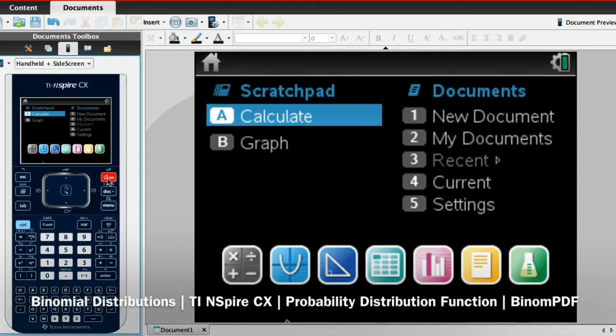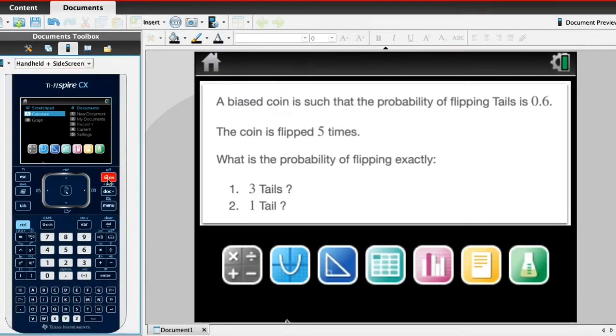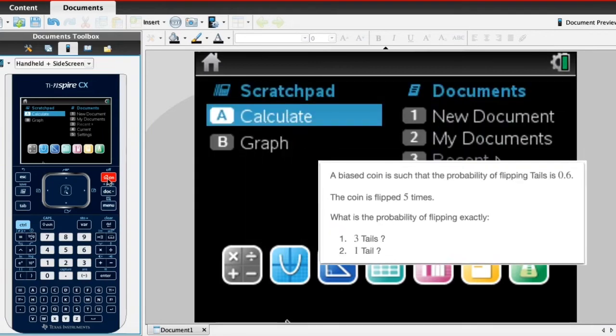In this tutorial, we learn how to use our TI Nspire CX to calculate probabilities with the binomial probability distribution function in our calculator. Now, we can see that we have an example here. We're told that a biased coin is such that the probability of flipping tails is 0.6. We're then told that the coin is flipped 5 times, and we're asked what is the probability of flipping exactly 3 tails as well as 1 tail. So let's see how to do that.